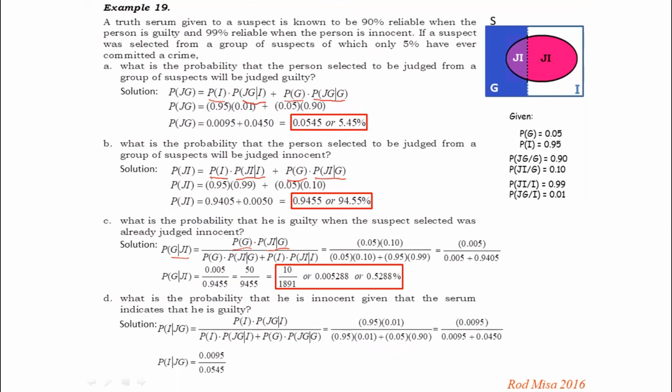0.0545. So simplifying this fraction, we have 95 over 545. And in simplest form, this is equal to 19 over 109. Or in decimal, this is 0.1743. Or in percentage, this is 17.43%. In other words, there is a probability of 17.43% that the suspect is innocent given that he was already judged as guilty.